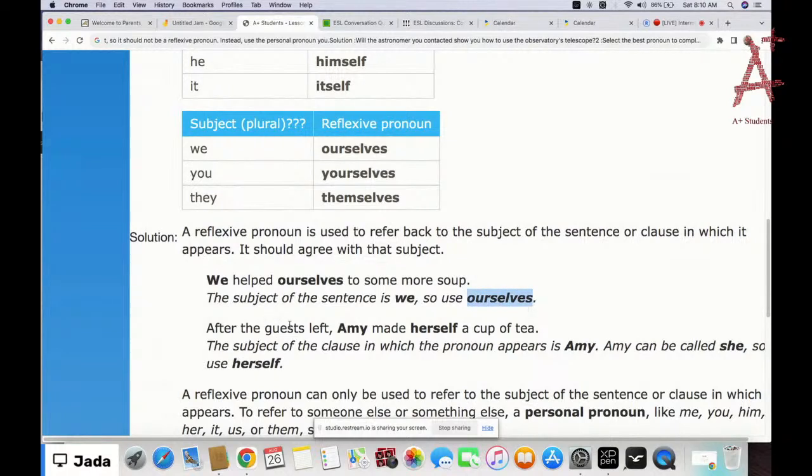Okay, after the guest left, Amy made herself a cup of tea. You cannot say "Amy made itself." No, it's going to be "herself."